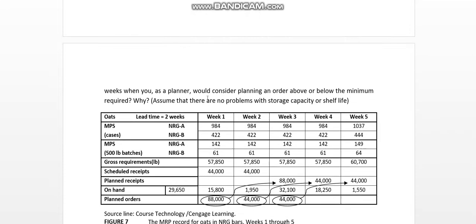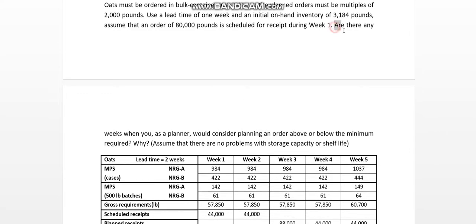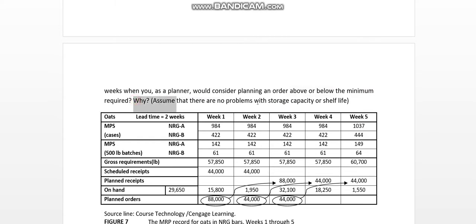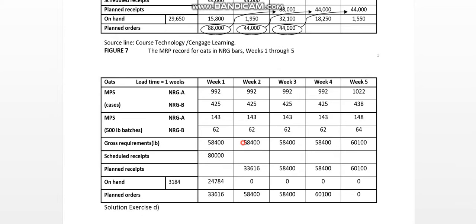But there's an additional question here. It starts here. It says, are there any weeks when you as a planner would consider planning an order above or below the minimum required, and why? So this is a required, right? This is the minimum required. Would you place an order? This is an order you place and you receive it in the next week. Would you place an order more than this?